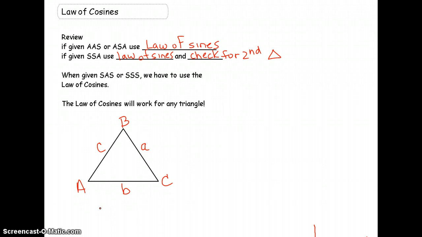Today we're going to learn if we're given side, angle, side, or side, side, side, then we have to use the law of cosines. The law of cosines will work for any triangle, and we could use it all the time if we wanted to. So notice the law of cosines isn't quite as easy as law of sines because it has a lot more letters and things involved in the formula. So that's why we usually use the law of cosines just once, and then we go back and do the law of sines with the rest of it.